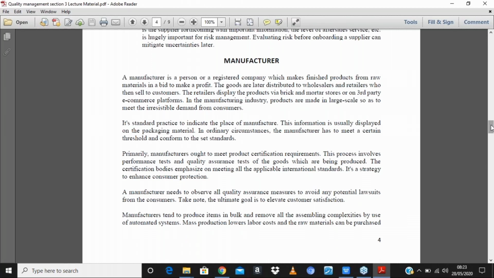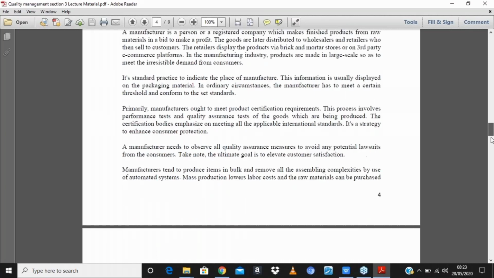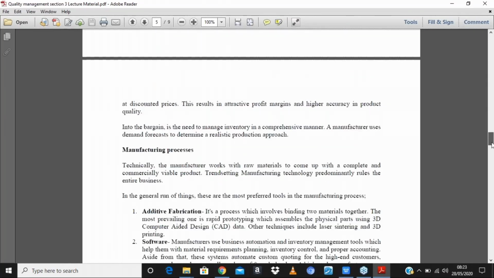A manufacturer needs to observe all quality assurance activities and measures to avoid potential problems and lawsuits from customers, because if you promise what your products cannot do, then there's likelihood that you can have a lawsuit, you can have a fine, or a customer might be angry at what is happening and issue a potential lawsuit for that reason. So manufacturers tend to produce items in bulk and are able to distribute them to meet the requirements of consumers. So let's look at the manufacturing process.